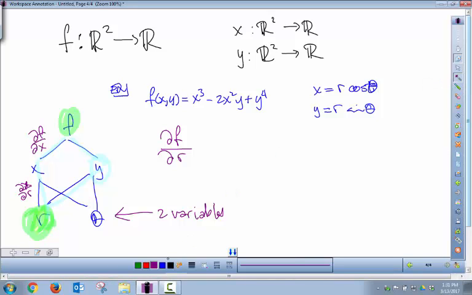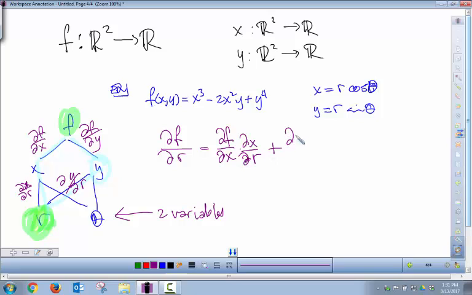And so to get that other path, we label our partials. And then we put them together and we have our chain rule formula. So it's the partial of F with respect to X times the partial of X with respect to R, plus the partial of F with respect to Y times the partial of Y with respect to R.